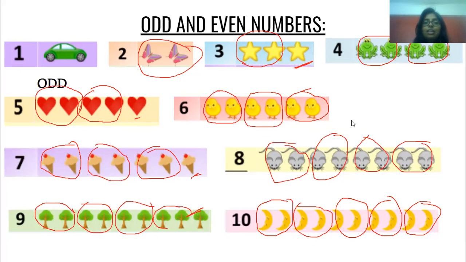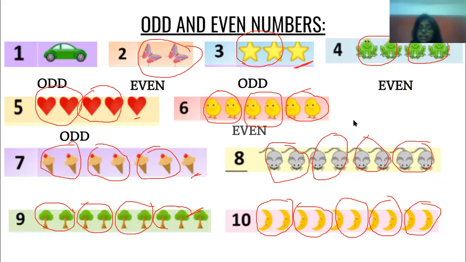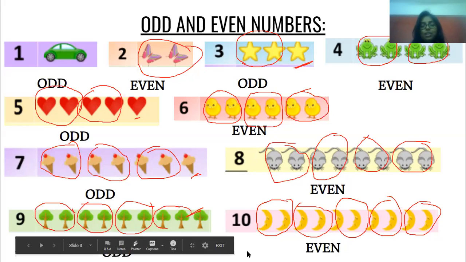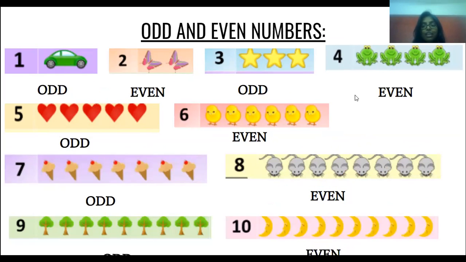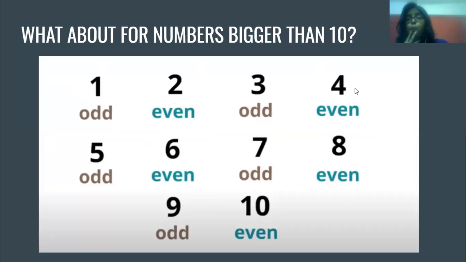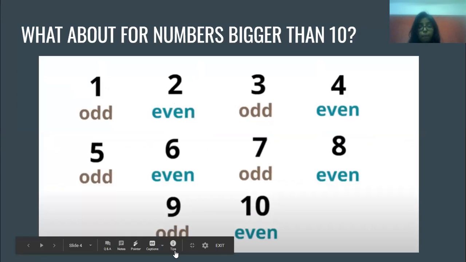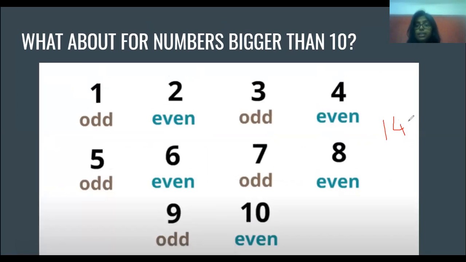So we know 1 is an odd number, we know 2 is an even number, 3 is an odd number, 4 is an even number, 5 is an odd number, 6 is an even number, 7 is an odd number, 8 is an even number, 9 is an odd number, and 10 is an even number. That was very, very easy, isn't it, friends? Moving on. What about the numbers which are bigger than 10? Suppose we have the number 142.